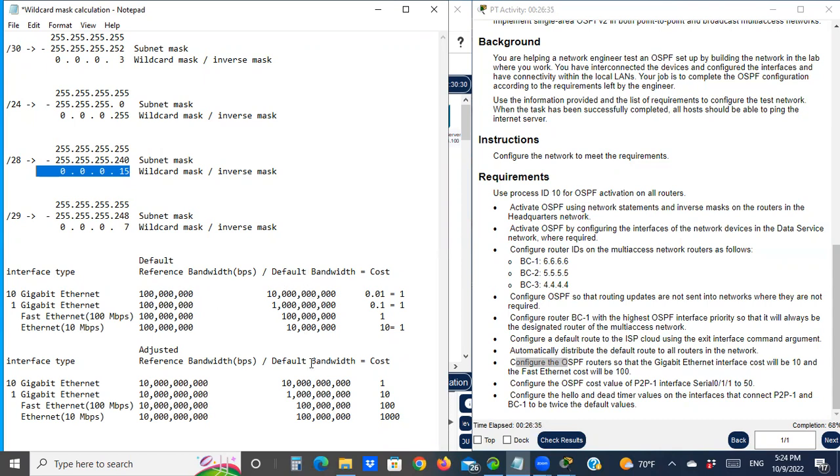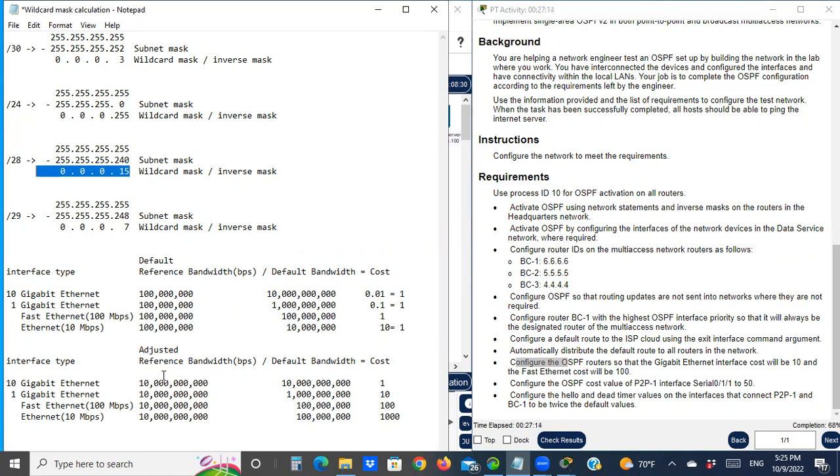So the default bandwidth is the same. The only reason that causes the cost to be different is the reference bandwidth. Look at the first formula: it uses the default reference bandwidth, which is 10 to the 8th power. The second formula uses the adjusted reference bandwidth, which is 10 to the 10th power. That is the difference, and that is the reason that causes the cost difference.